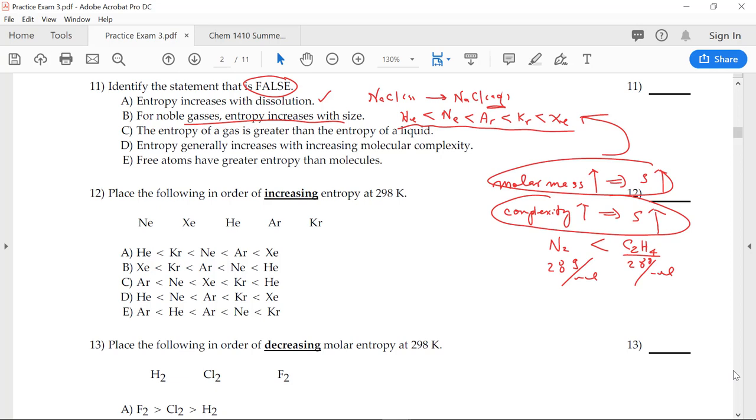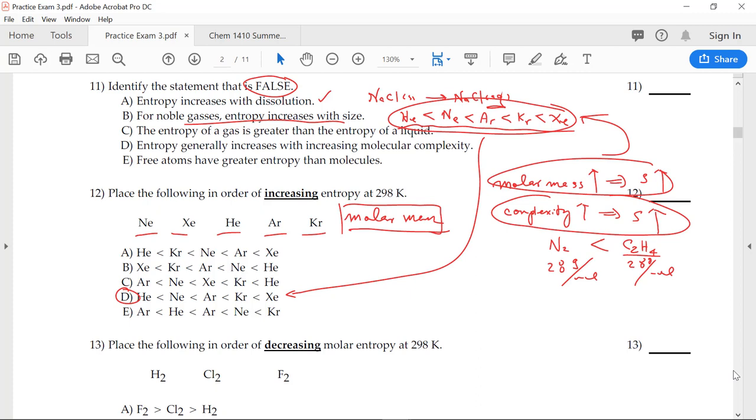Let's look at question number 12. It's the same type of question. Look at the factors controlling the entropy magnitude. Place the following in order of increasing entropy. That's exactly the same example we talked about over here. You're looking at the molar mass, because all of the molecules are single atoms, so in terms of molecular complexity, they are exactly the same. So the correct answer for question number 12 is D, which is exactly the same as what we talked about. It depends on several factors. You have the molar mass, and then you look at complexity. There are some other factors we discussed, for example the phases: the entropy for the gas phase is going to be greater than that of the liquid phase, and greater than the solid phase, etc.